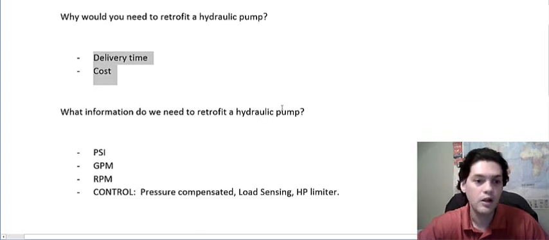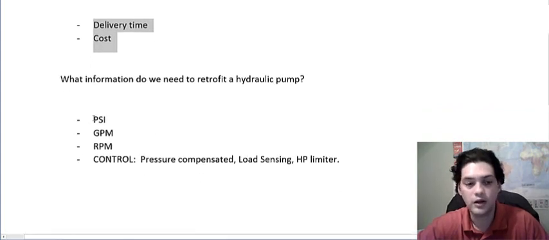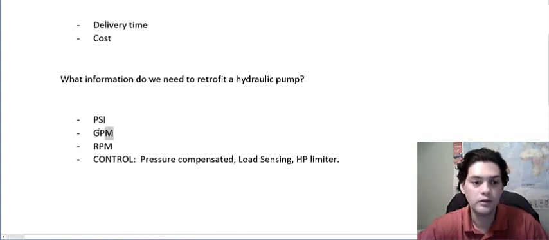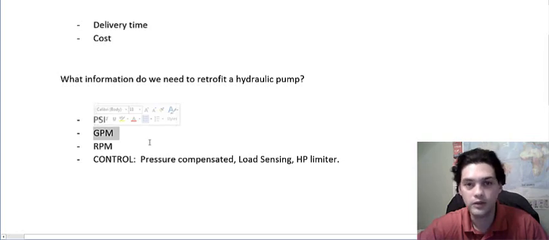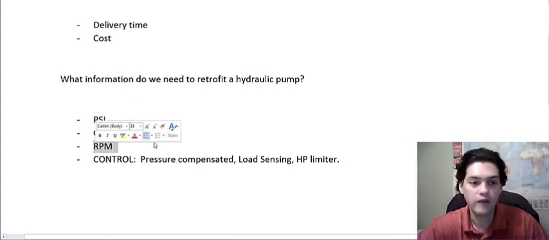So with that in mind, what kind of information do we need to retrofit a hydraulic pump? The main things are going to be pressure, GPM, and RPM. What's the maximum operating pressure in the system? What kind of pressure does the pump need to deliver? What GPM does the pump need to deliver to the system? And at what RPM is the shaft rotating?